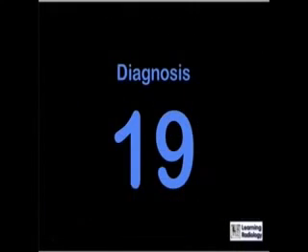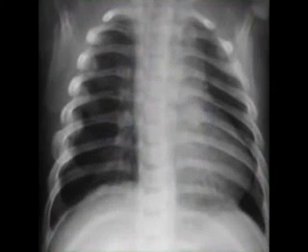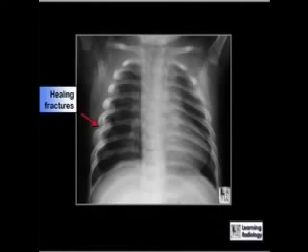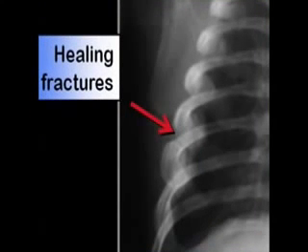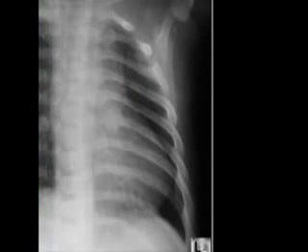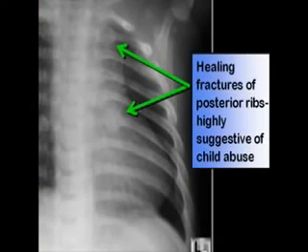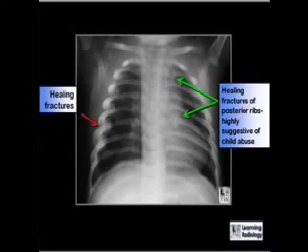This child was brought to the emergency department with multiple bruises. What is your diagnosis? There are healing fractures of the lateral ribs on the right side, as evidenced by the callus formation. There's also callus formation of two of the posterior ribs on the left side. Healing rib fractures, especially of the posterior ribs, is highly suggestive of child abuse.